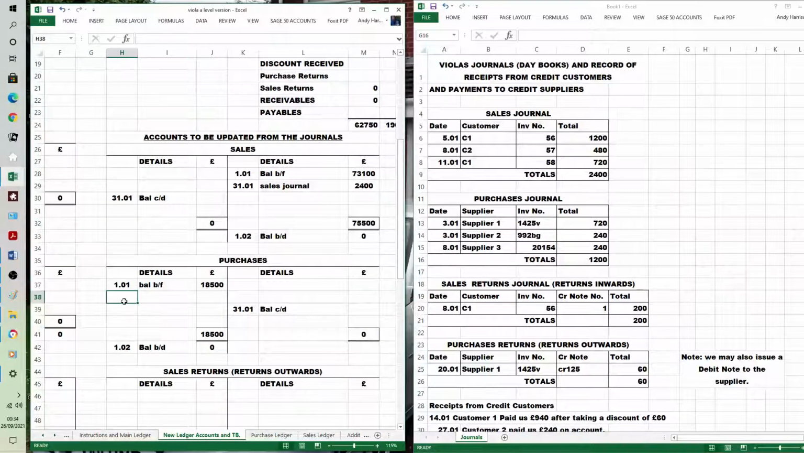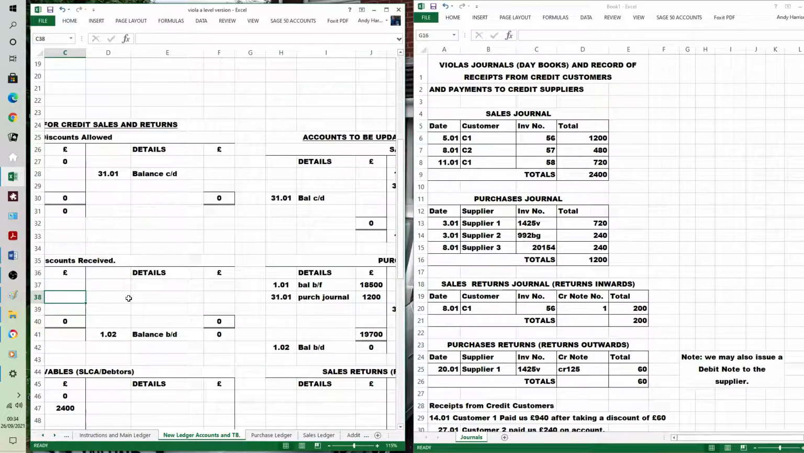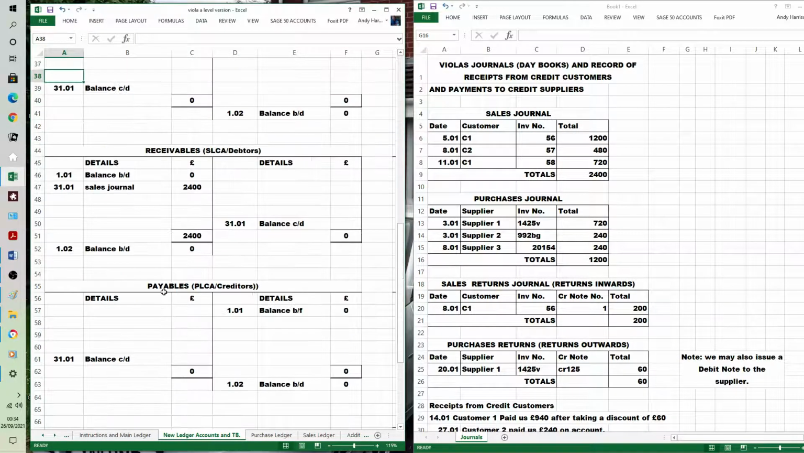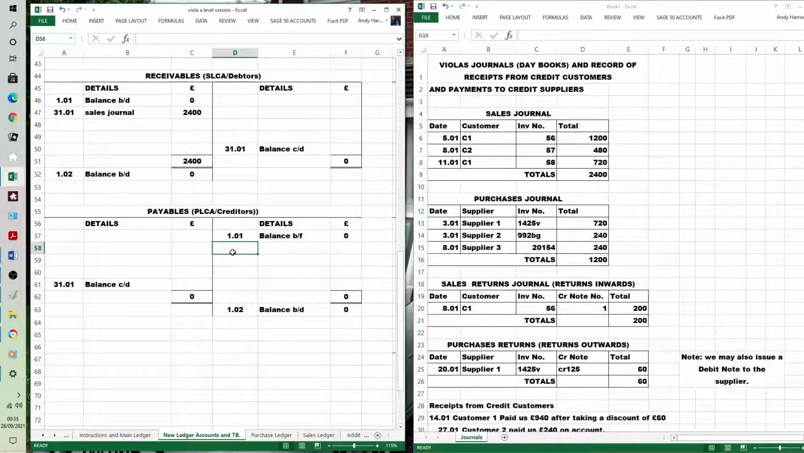Purchases journal, so purchases are debit, we're just adding to the balance, and then it will show in our payables account. Liabilities are credit, we owe this money to our suppliers because we haven't paid them yet.